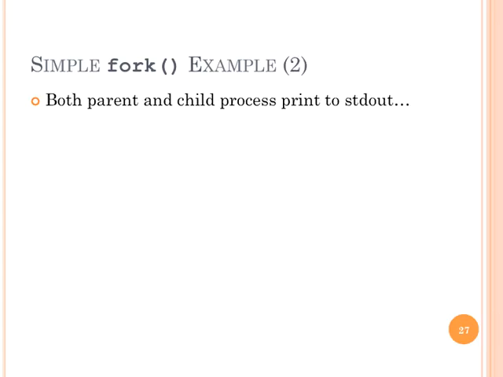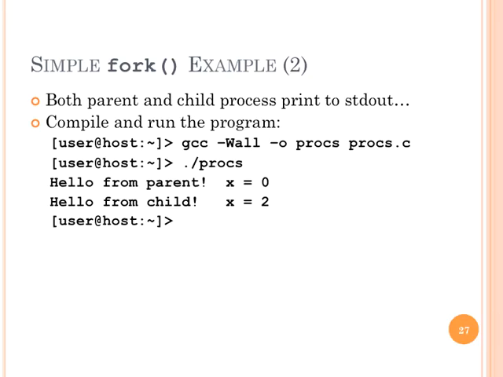Okay. So both of these print to standard out because they share standard out, which is a little weird, but the operating system knows how to manage all that. And so when you run it, you see the parent process prints out 0 because it decrements x from 1, and the child prints out 2 because it increments x from 1.